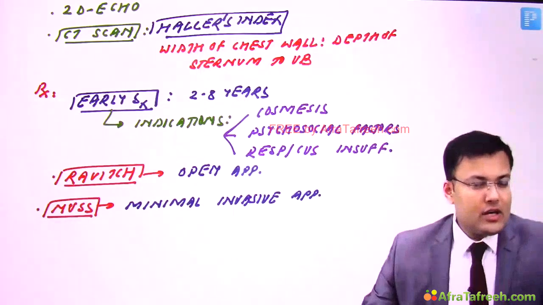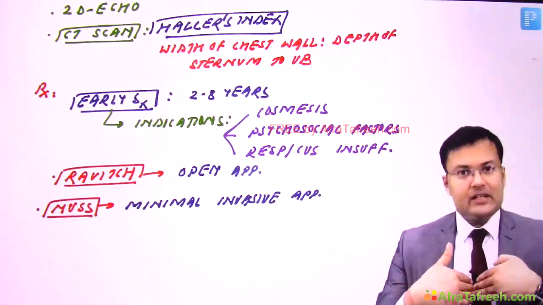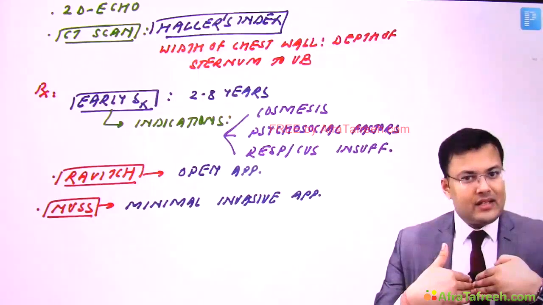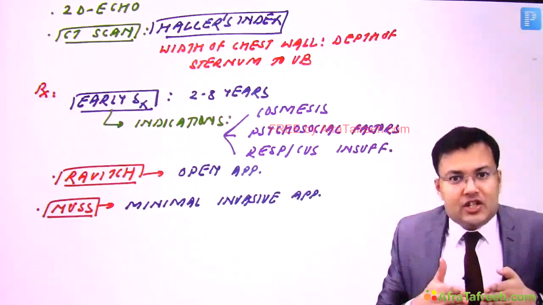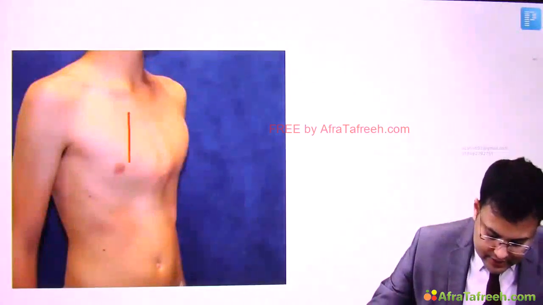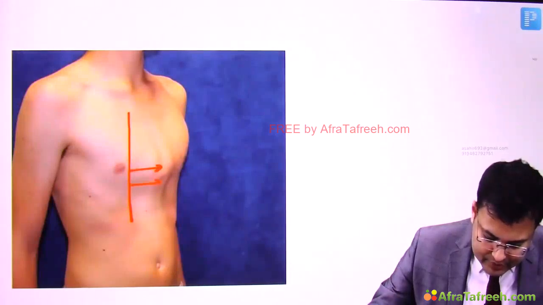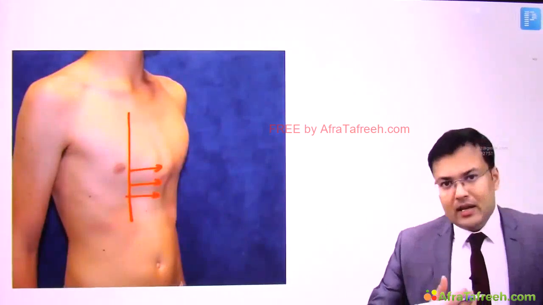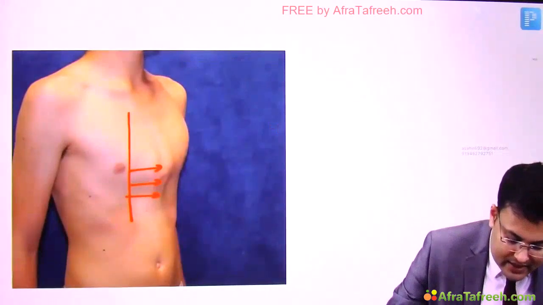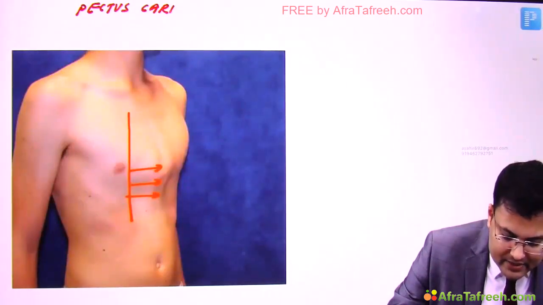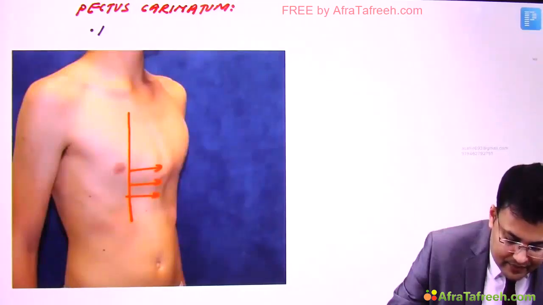Clear? Now, just opposite of pectus excavatum, in which there is sternal depression, there is pectus carinatum, in which there is sternal protrusion, and that's why it is also known as what? Pigeon chest. Here can you see there is sternal protrusion, and this protrusion is mainly prominent in which part? Middle and lower part, right? So this is known as pectus carinatum, also known as pigeon chest.